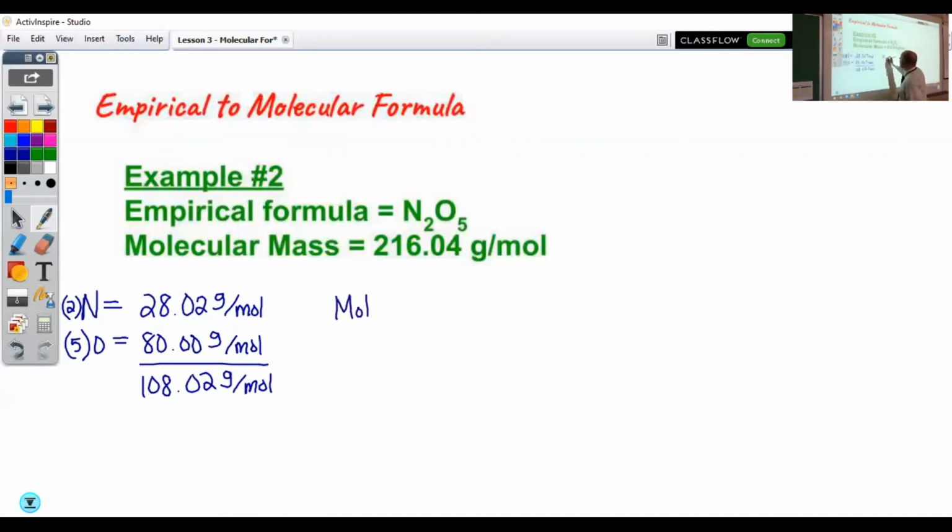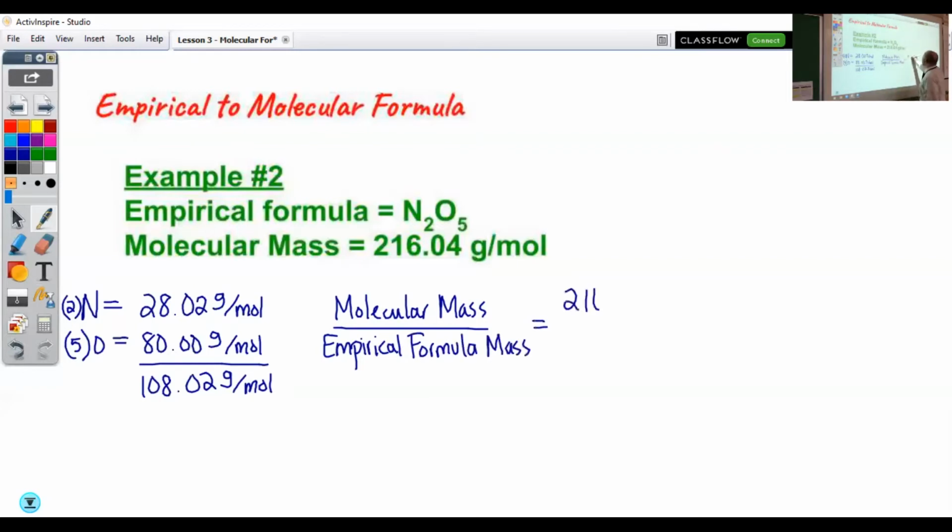So we have our molecular mass. We have our empirical formula mass. We're going to divide those two. So 216.04 grams per mole divided by 108.02 grams per mole. We get an answer of 2.